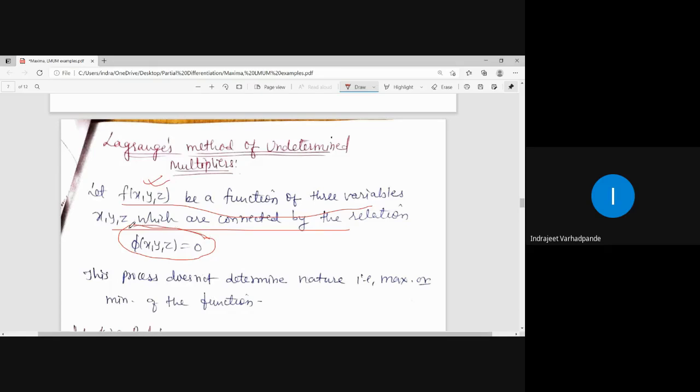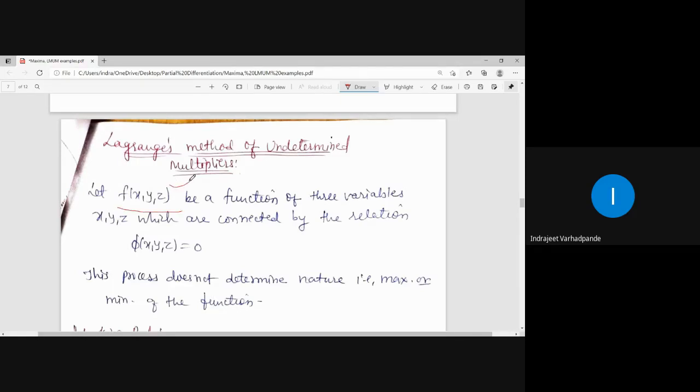In addition to it, any equation of the surface or relation will be provided which can be equated to 0. I hope the things are made clear. When we actually solve the problem, it will be easier for you to understand. Kindly note down Lagrange's method of undetermined multipliers.